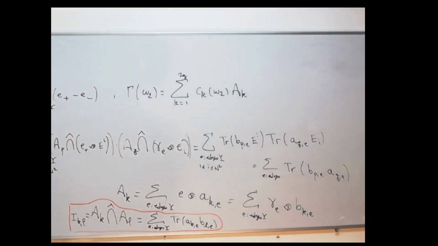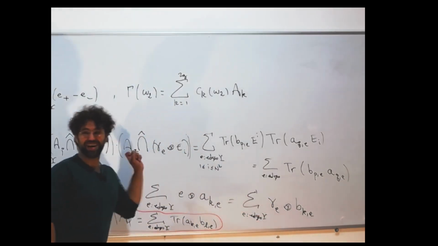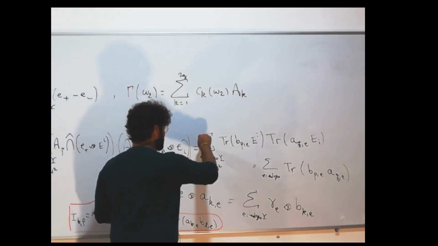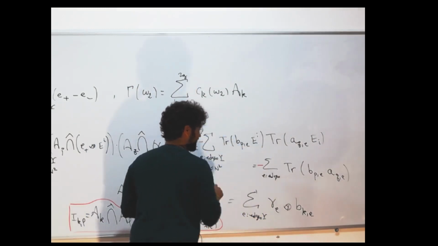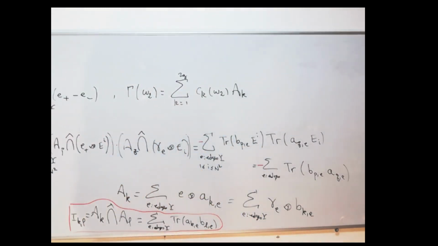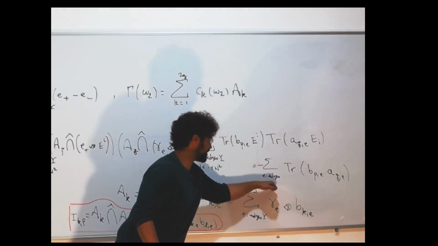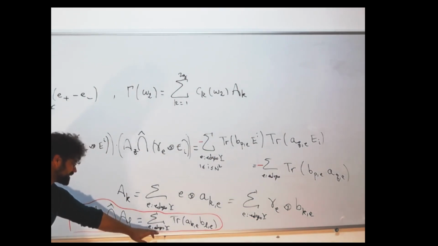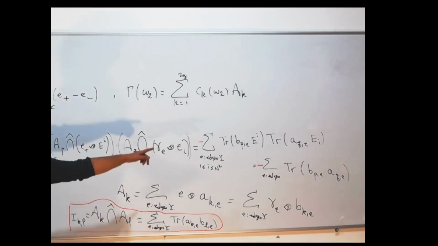And now you should have stopped me because there's a sign error. Because this AP here gives a gamma E, and so gamma E intersected with E plus, by definition of the dual graph, gives a minus sign because of the orientation. So here, there's a minus sign. Here, there's a minus sign. Okay, but now you recognize this expression, sum over the edges of trace of B times A. It's nothing but the intersection matrix with a minus sign.